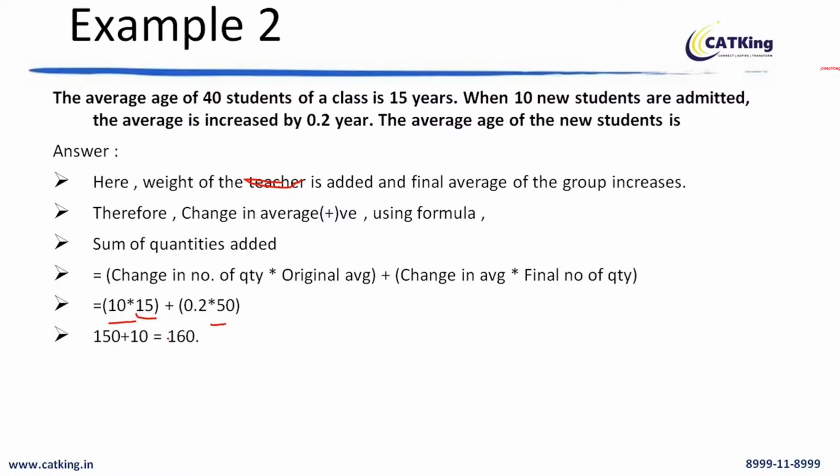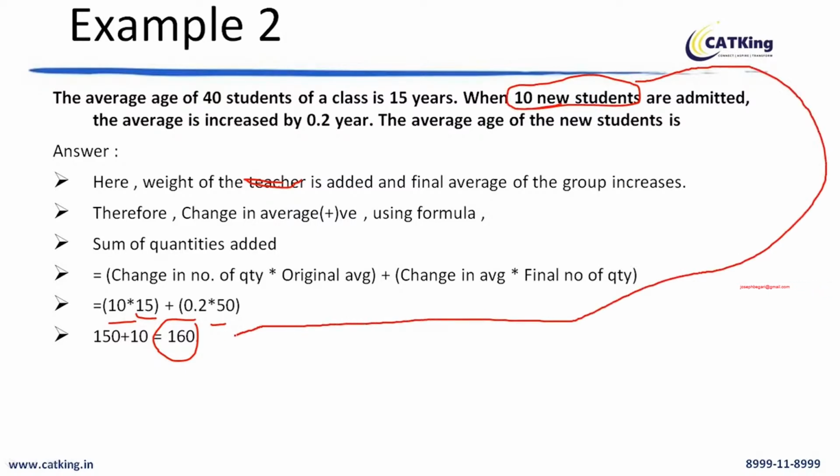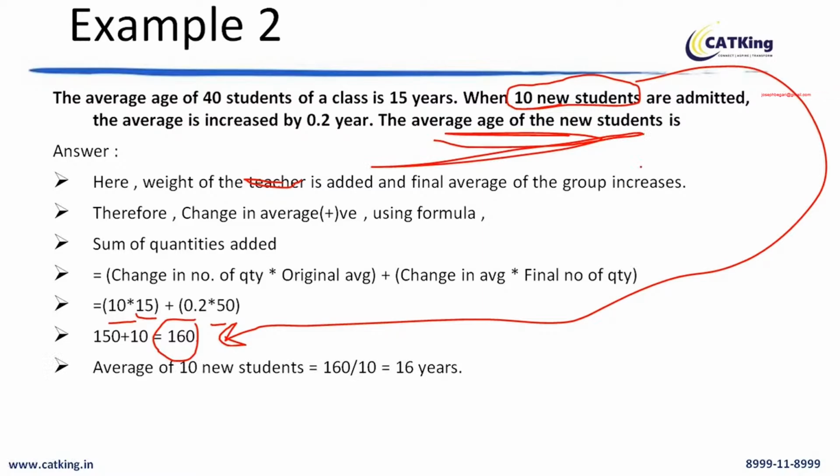Okay. So it will be 150 plus 10, which is 160. This 160 is basically the sum of the ages of these 10 new students. Now this is not the final answer. You know why? Because they have asked you the average age of the new students. Average age is basically 160 upon 10, no? Because 10 students. Sum upon number. So 16 is your final. I hope this is clear with the formula.